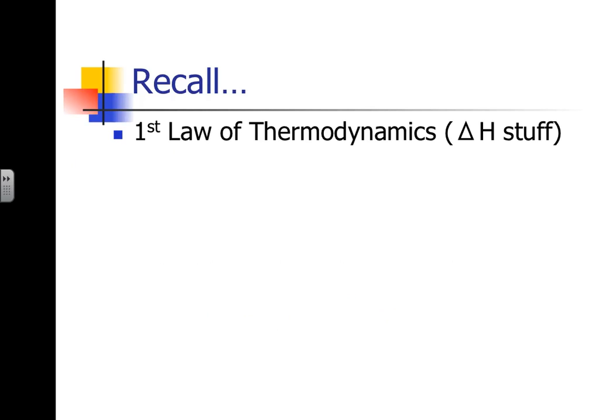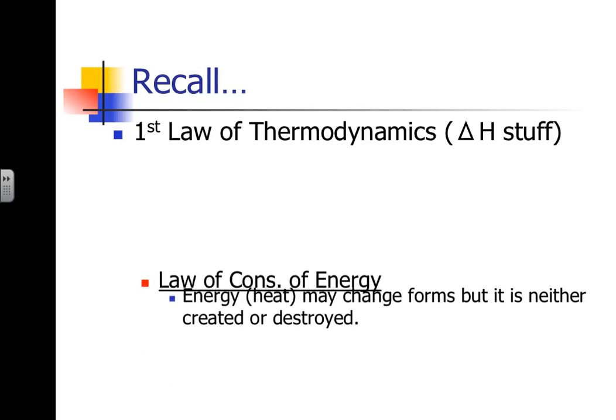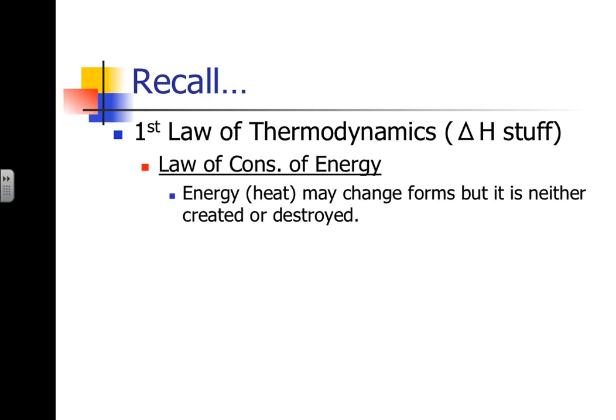Okay, so what are we doing? Or I'm sorry, what have we done? We have done what's called the first law of thermodynamics. We've been working with, as I say here, delta H stuff. We've been learning about enthalpy. The law of conservation of energy is the first law of thermodynamics. It says that heat, which is a form of energy, can change forms, but you can't create it and you can't destroy it. So it sounds a lot like the law of conservation of mass, right? Which is why we balance chemical equations.